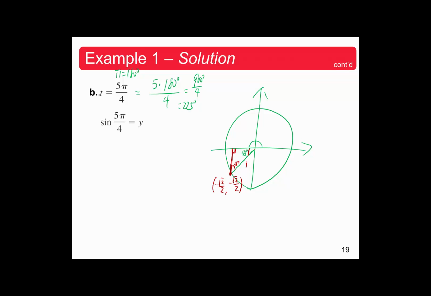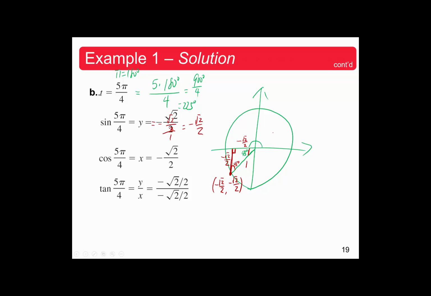So sine 5 pi over 4 will be opposite, which is negative radical 2 over 2, the y value, over 1, right? So that turned out to be negative radical 2 over 2 over 1. So it's negative radical 2 over 2. Okay, and then the cosine will be adjacent. That's also negative radical 2 over 2 over hypotenuse 1. So it'll be the same. So negative radical 2 over 2. And tangent will be opposite over adjacent. They are equal to each other, so they cancel each other. It turned out to be 1.